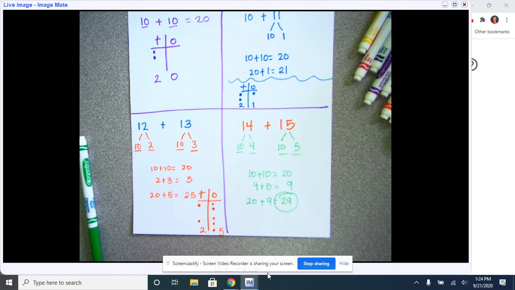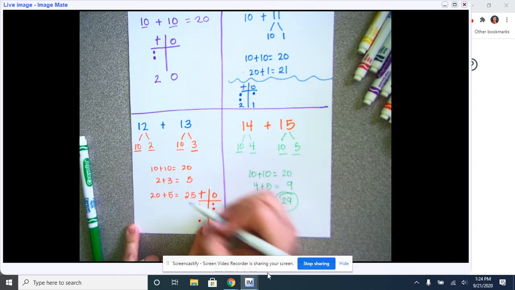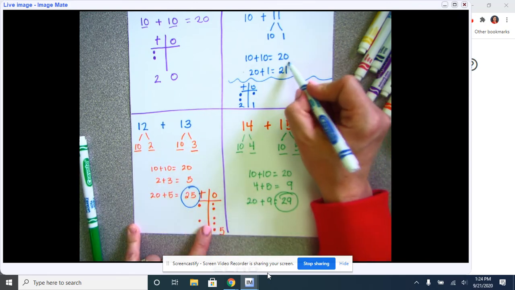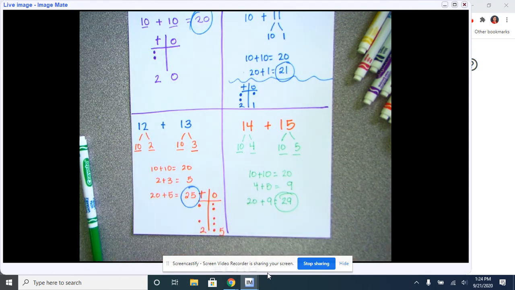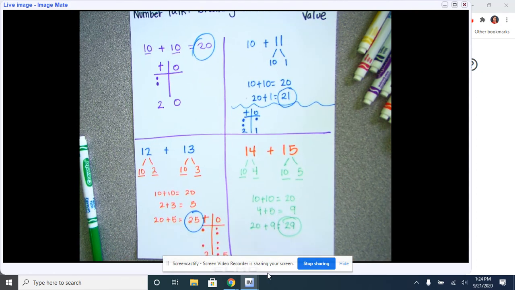I'm going to go back and circle my answer on all of those because it's important to make sure that it is very clear what your answer is when you're completing your work, especially in math.